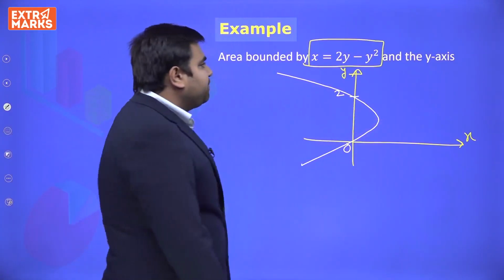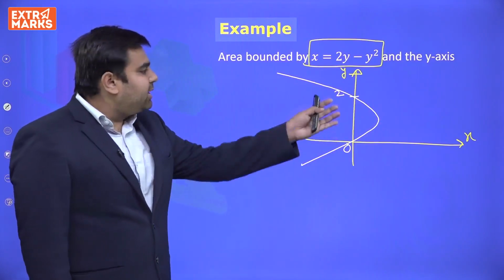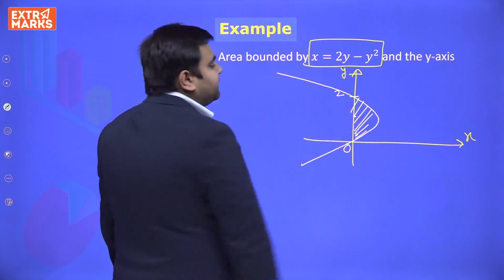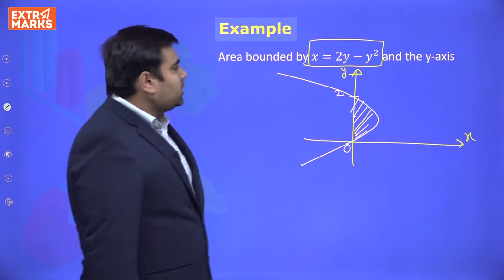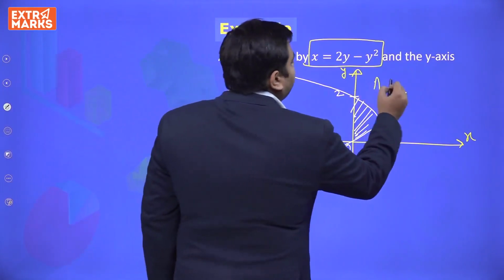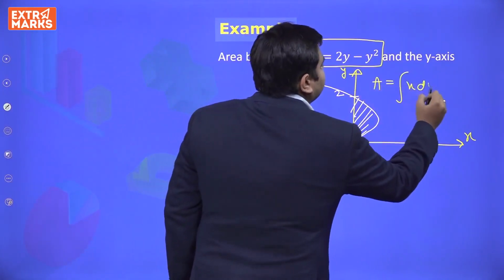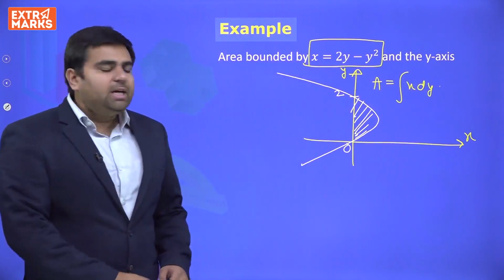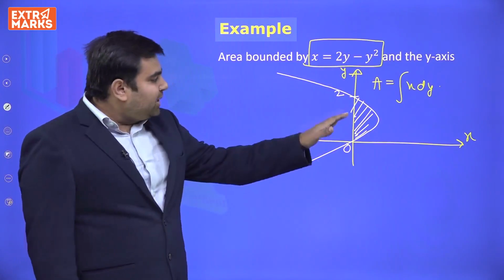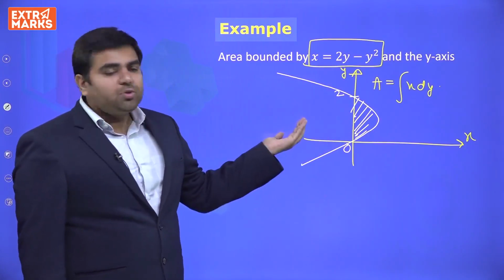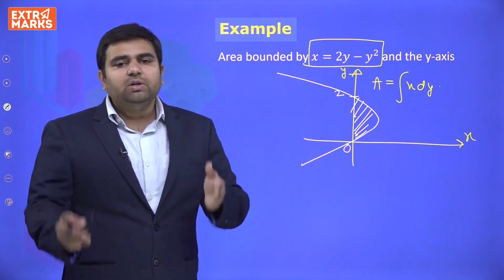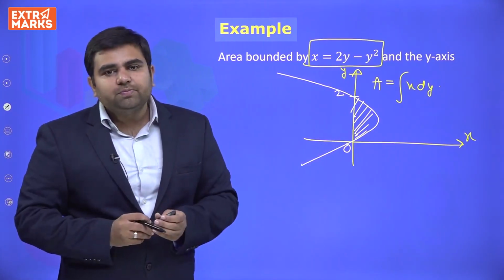Now we need to obtain the area bounded by this curve and the y-axis. So this would be the area, right? Now we also know what the formula for area is. The formula for area is x dy. Now no portion of the area is going towards the left side of the y-axis. If some portion of the graph would have been towards the left side of the y-axis, in that case we would have applied modulus, right?